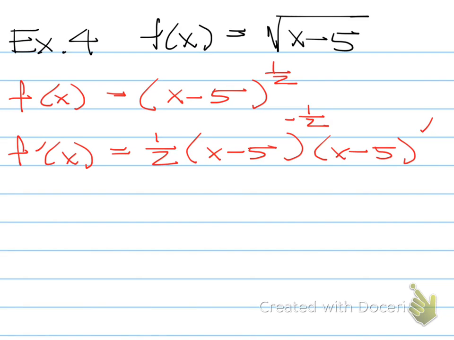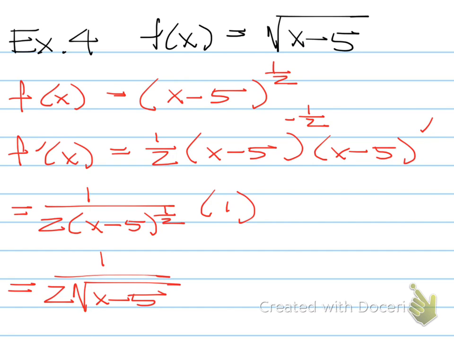All right, 1/2 times x minus 5 to the negative 1/2 power we can rewrite as 1 over 2 times x minus 5 to the positive 1/2 power by putting it in the denominator. And then the derivative of x minus 5 is just going to be 1. 1 times that whole quantity is just going to be 1 over 2 times x minus 5 to the 1/2 power, and I can just rewrite the 1/2 power as a square root. We don't have to rationalize the denominator, we can just leave it like that.